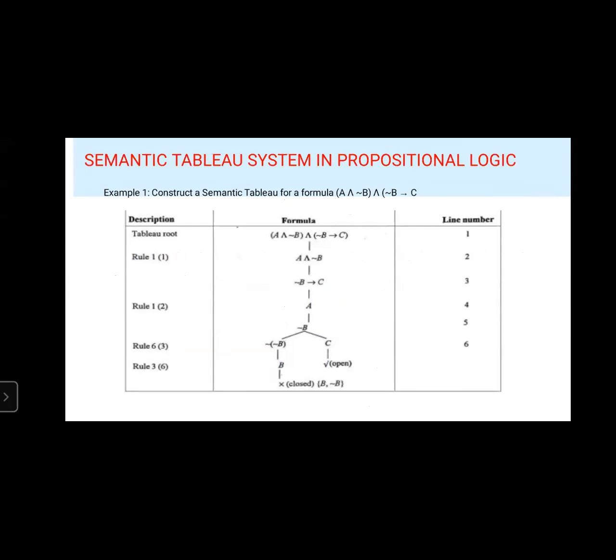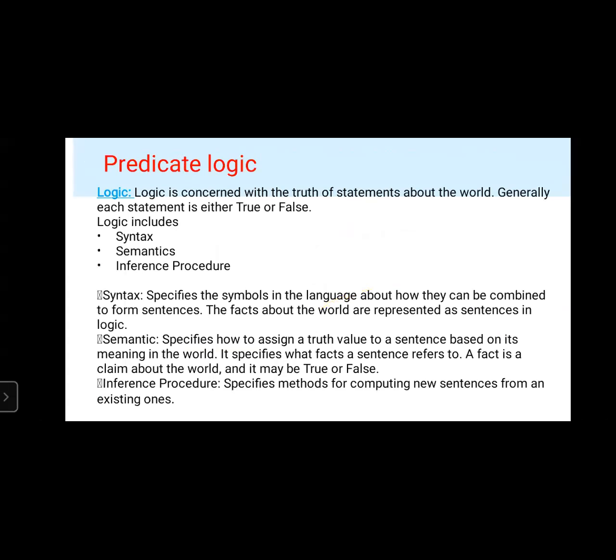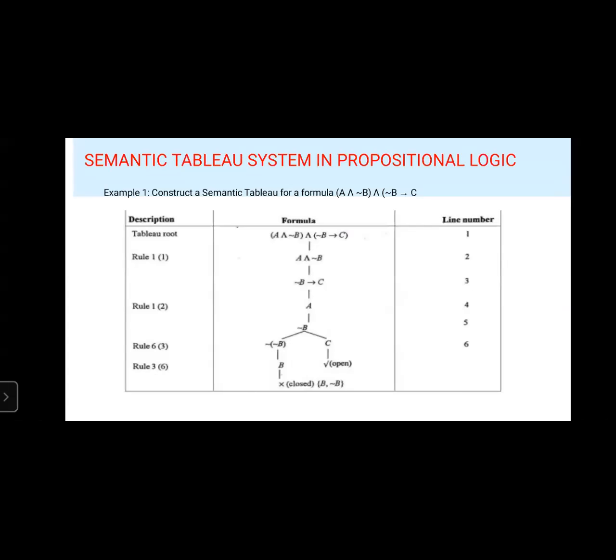Next one. Now let us see an example here. Construct a semantic tableau for a formula A and negation B, and negation B implies C. Okay, now see this one: A and negation B, and negation B implies C. So that is line number 1.